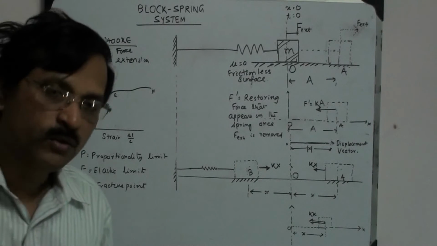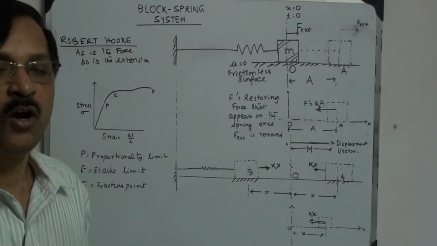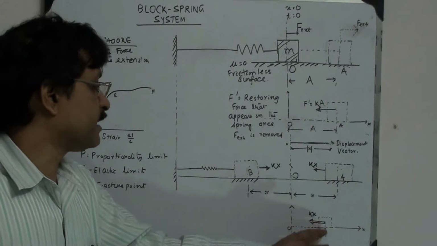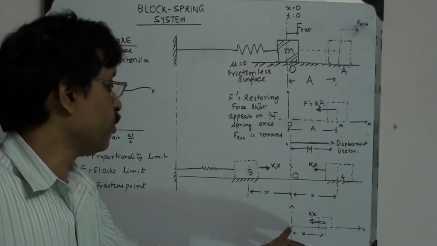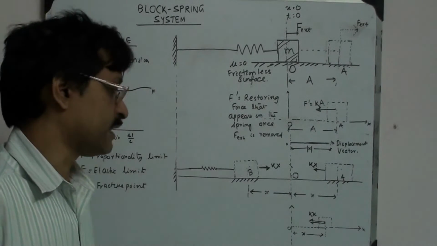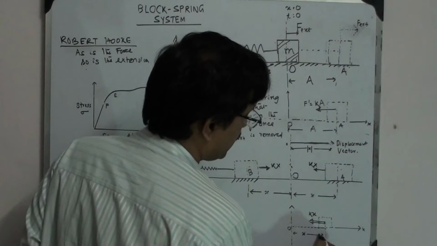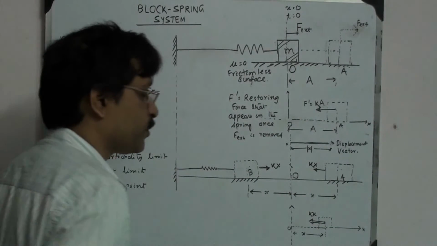To do that, we have to draw a free body diagram of the body at a distance x from the origin, and let us take at a distance x from O in the positive x-axis. As in this diagram, at this point the displacement is x but the force is kx in the opposite direction.